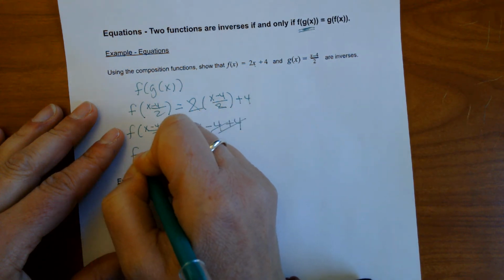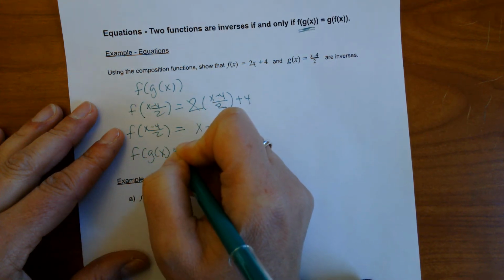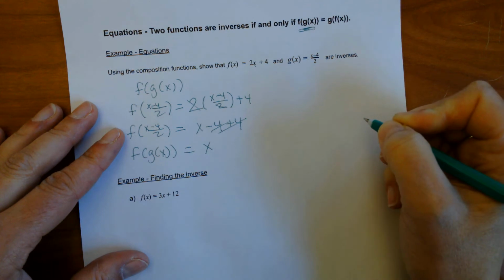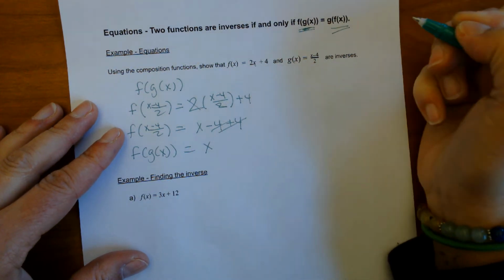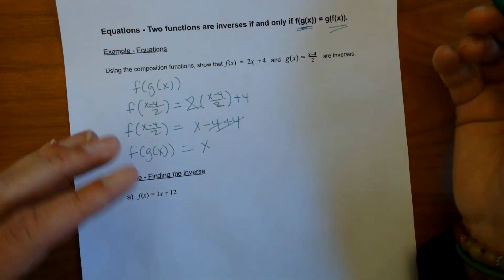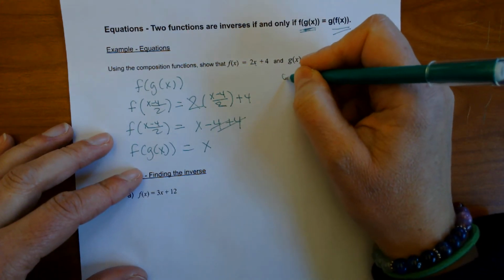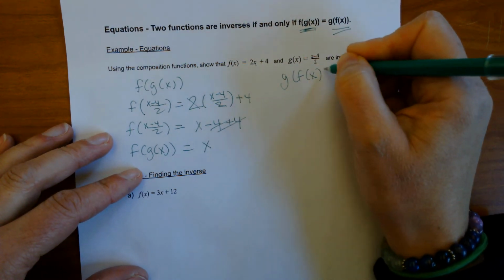These two cross out. So f of g of x equals x. Okay. Now what we're going to do is we're going to do the inverse. We're going to reverse it. So we're going to do g of f of x.